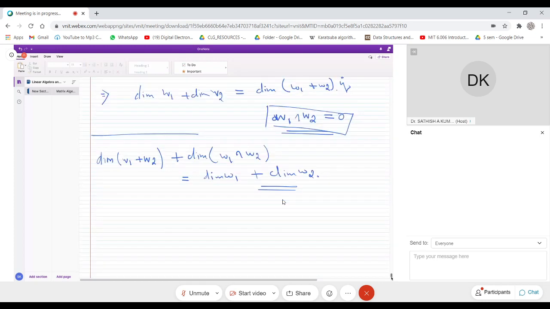I have written this. This is the more general, next theorem. We are not imposing any conditions. Now we'll remove that condition and we are going to prove the theorem. Okay, so we'll just write that.